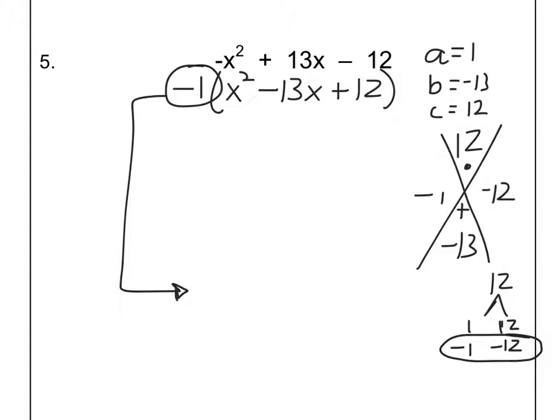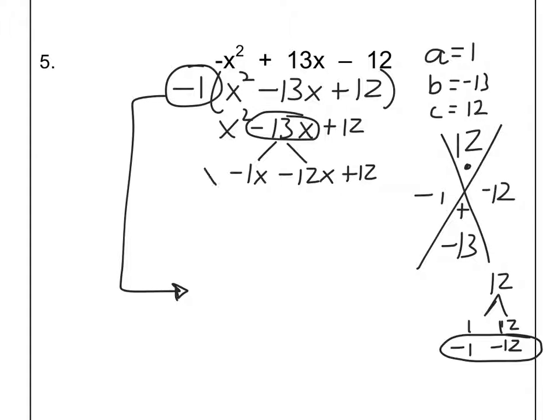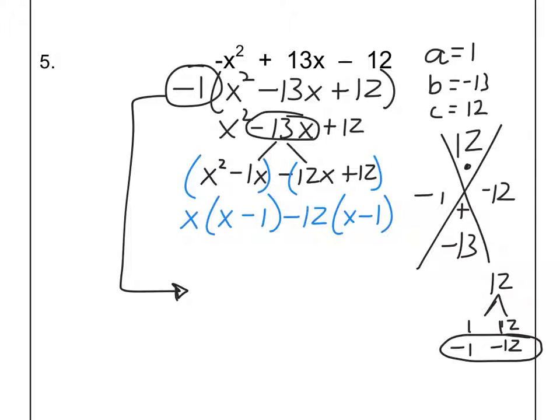All right, so what I'm going to do now is take this and replace it: -1x, -12x. Bring down the 12, bring down the x squared. Parentheses, first two and last two terms. First two terms, I'm going to take out an x, left with an x and a minus 1. Biggest number that goes into 12 and 12 is 12. And I'm going to be left with an x, and positive 12 divided by negative 12 is negative 1.